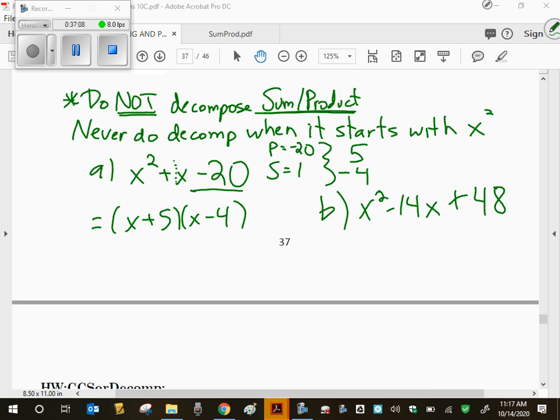So it starts with x squared. That doesn't mean decomp. Decomp starts with 2x squared, 3x squared, 5x squared, and you can't take a GCF out. Write that down.